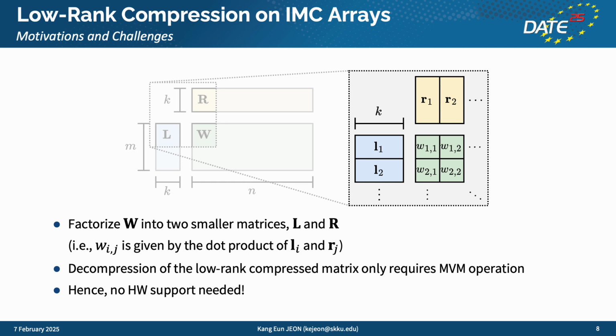Another way to look at this is the ijth element of the weight matrix, Wij, is given by the dot product of Li, vector of matrix L, and Rj, vector of matrix R. We can interpret this as that the vector Li is encoding the information of the ith row of the weight matrix, and Rj, the jth column of the weight matrix.